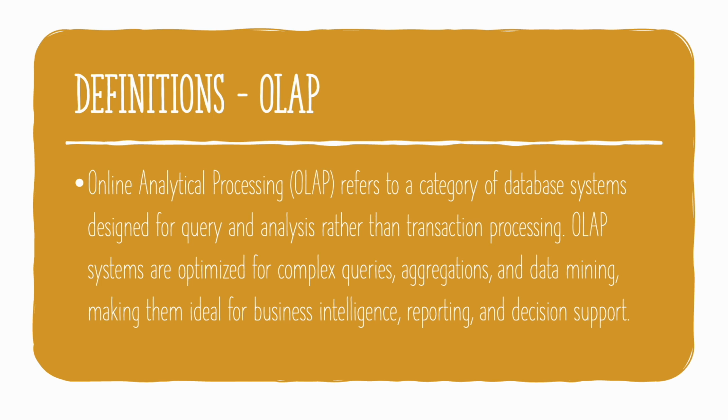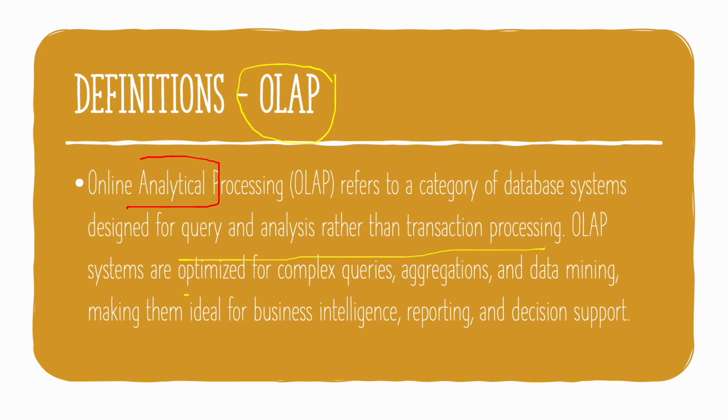OLAP. So analytical processing. We understood OLTP earlier, transaction. OLAP is meant for query and analysis rather than transaction processing. So OLTP was for transaction processing. We were doing create, read, update, delete, those kinds of operations. In OLAP, we read, we query the data, and we try to get the analysis from the data.